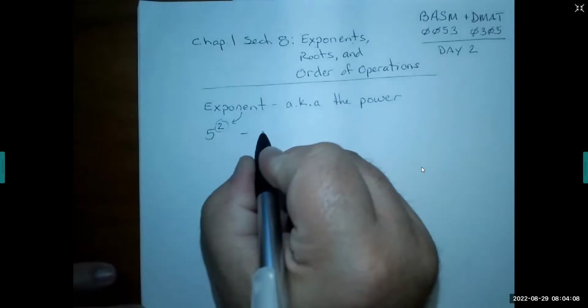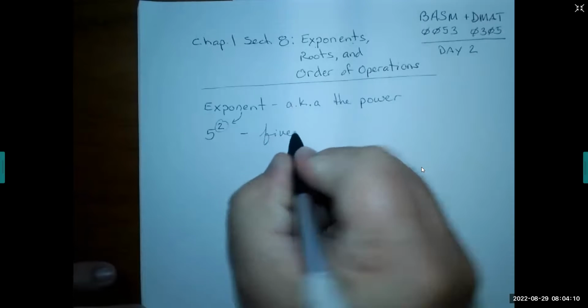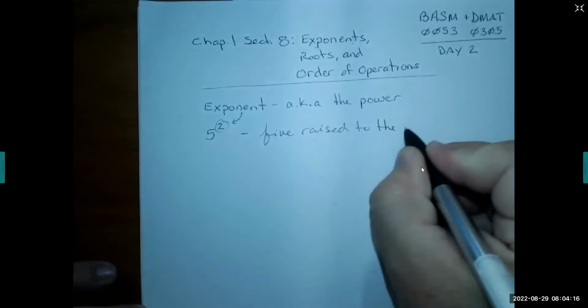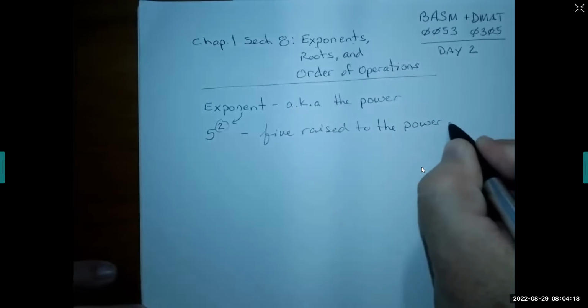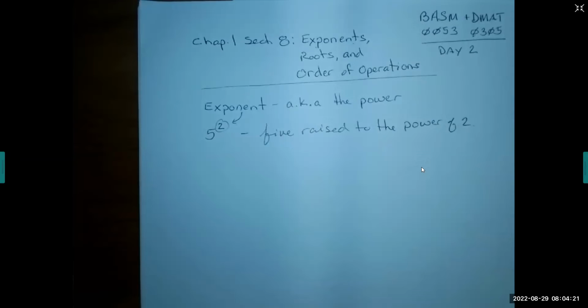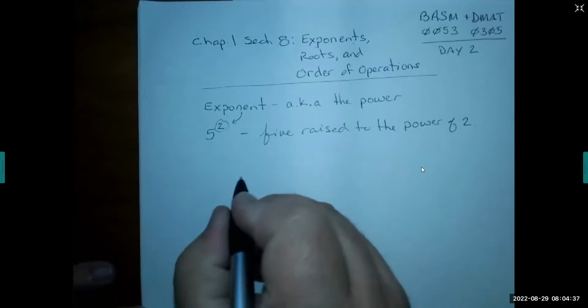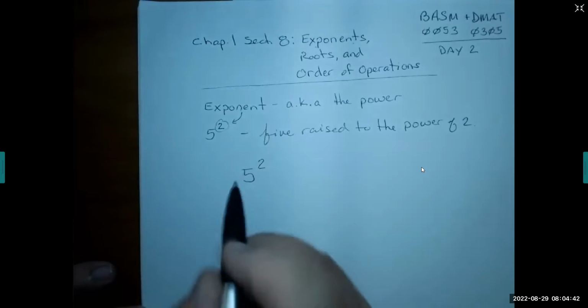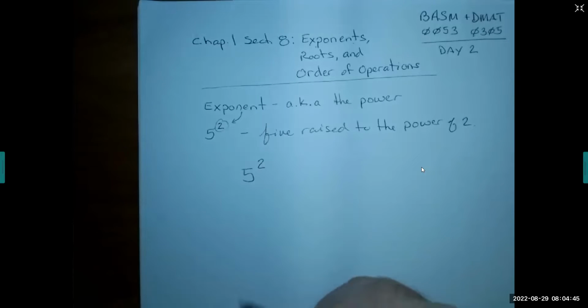So this equation here is read 5 raised to the power 2. Like I said last time, mathematics is language. We have to deal with a bunch of words here. So once we understand the words, the operations are pretty easy. So we notice that this is the operation for exponent.